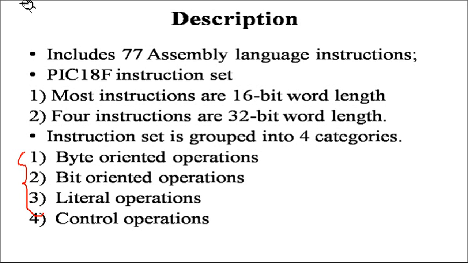Byte oriented operations mean the operation is performed on a byte of data, and we know that 1 byte is equal to 8 bits. So the quantity basically will be a byte of data. Then you have a bit oriented instruction. Bit oriented instruction means the operation will be performed on a single bit.